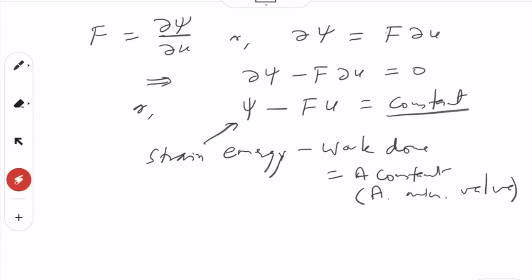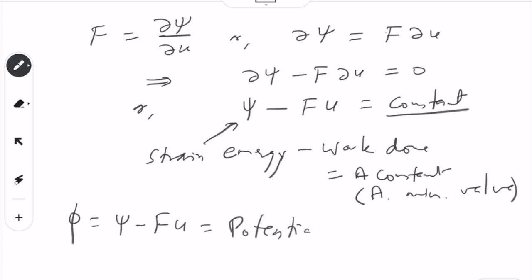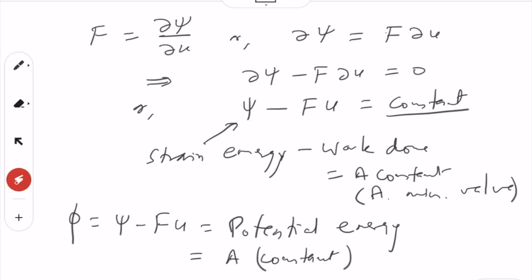So what is this? Potential energy only. So this is potential energy equal to a minimum, a constant, which really means that this is a stationary point basically. So this is 0, a constant means the value will not change. This is the minimum point, right. So a minimum value.